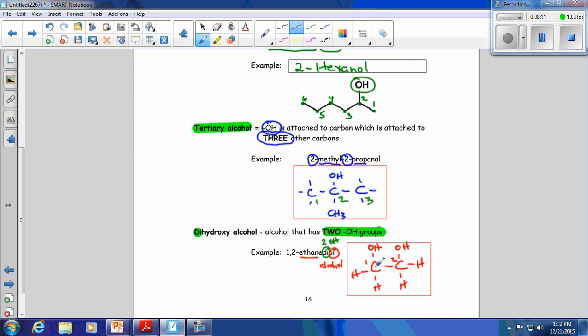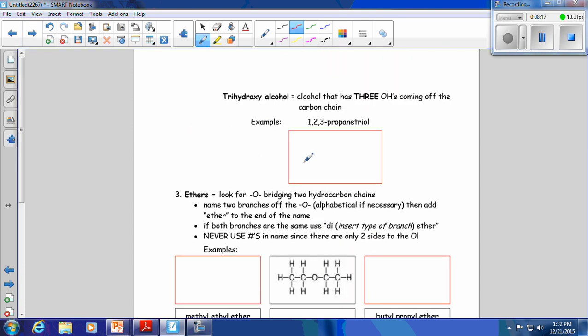Di meaning 2 alcohols. And then the last piece of information here is dealing with a trihydroxy alcohol. This is going to be an alcohol that has 3 OHs coming off the carbon chain. Right? Tri, representing 3 hydroxy alcohol. All right, here we go.